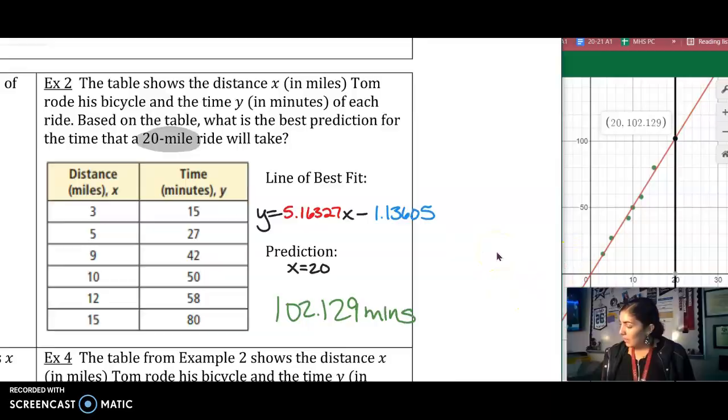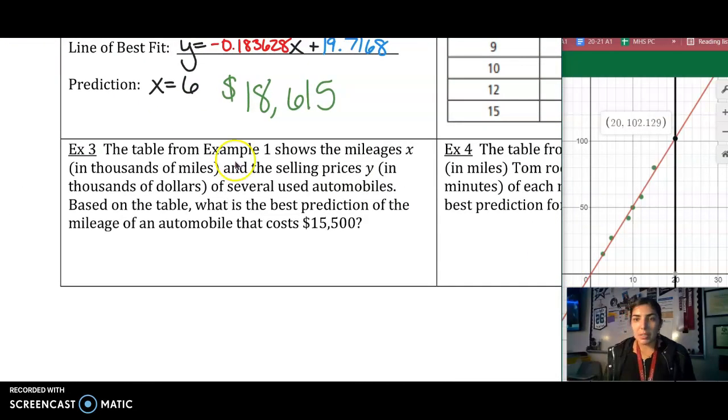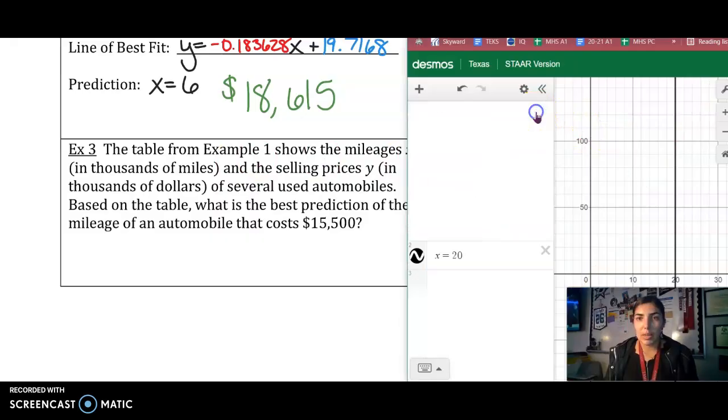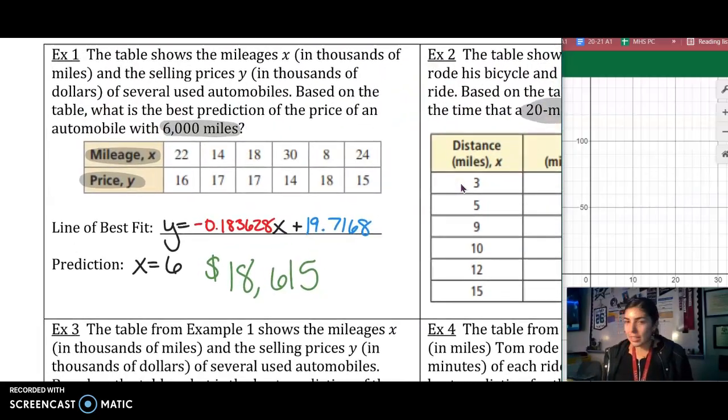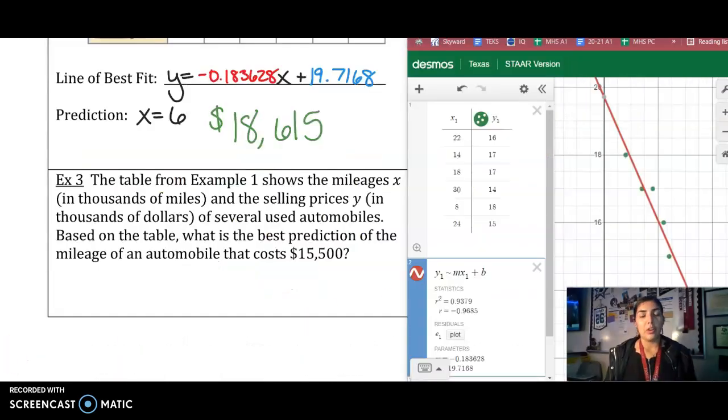All right, let's look at the last examples 3 and 4. Let me delete my stuff out of Desmos because that's just good habit. Clear it all out. It says the table from example 1 shows the mileage in thousands of miles and the selling prices in thousands of dollars of several used automobiles. Based on the table, what is the best prediction of the mileage of an automobile that cost $15,500? Well, shoot, we already erased out all of the table there, but no worries, we can just write it all back. So take a second, pause the video, and I want you to get this table back into your Desmos.